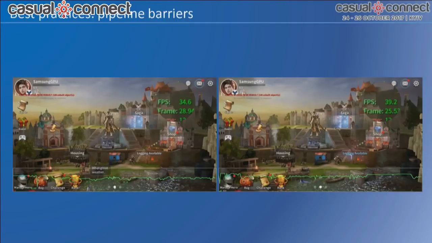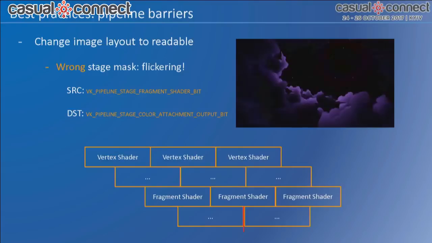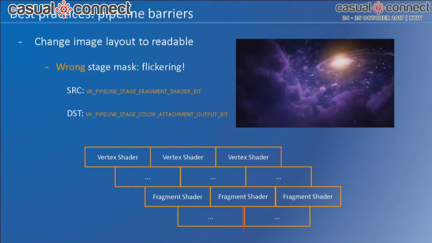But on the other hand, if you set up your barrier very late, that means you can get some flickering, some artifacts, because some memory will be just garbage and you will use it in your shader. That's also bad, so you should manage all this stuff efficiently.